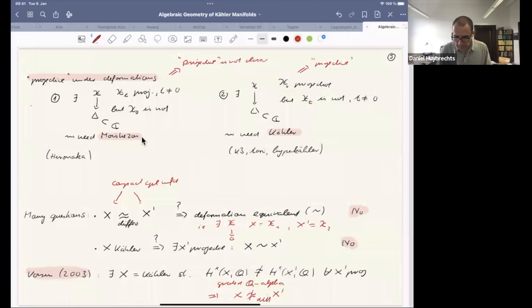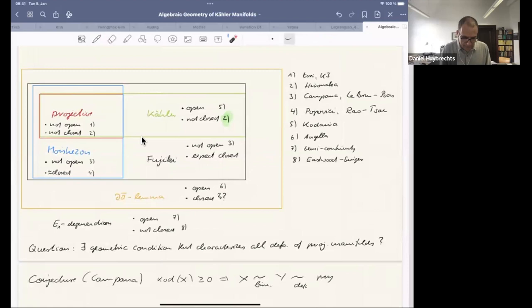Okay. So now this is what I wrote in this diagram here. Just look at the first case. These are the manifolds we are interested in. Projective is neither open nor closed. And the examples: it's not open because I told you I can deform the quartic Fermat surface a little bit, and it stops being projective. The same for a torus. And there are these examples by Hironaka, where the special fiber is not projective anymore, so it's not closed.